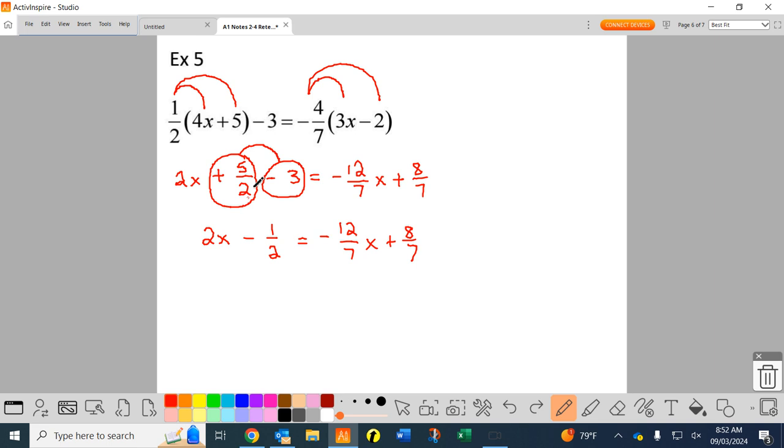Keep asking the questions, guys. Here we go. What will 2 and 7 both go into for a common denominator? 14. We're going to multiply everything by 14. Grab your calculators. We're going to need to multiply every single term by 14.